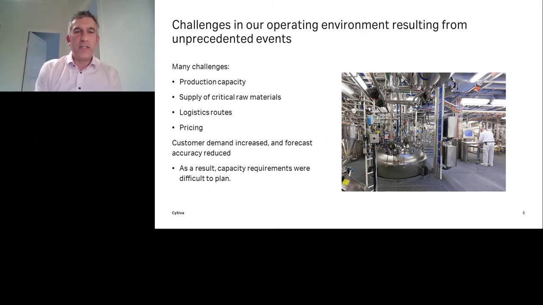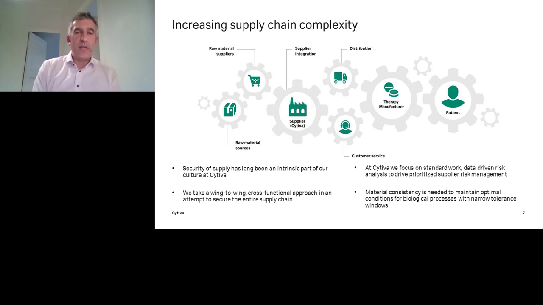So, in recent unprecedented events, we have faced in Cytiva, in our diagnostics business, a number of challenges. And those challenges, sort of paramount among those, have been production capacity, uncertainties around the supply of critical raw materials, logistics routes, and pricing. And at the same time, customer demand increased tremendously for some of our products. And at the same time as that, forecast accuracy reduced. So as a result of this, capacity requirements were difficult to plan. And on the next slide, we see how we describe what we view as an increasingly complex supply chain environment.